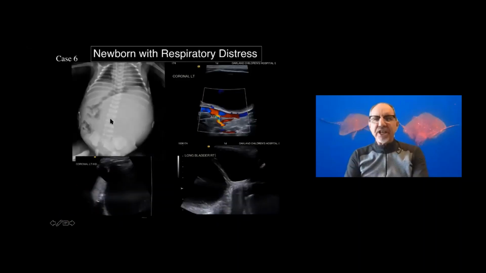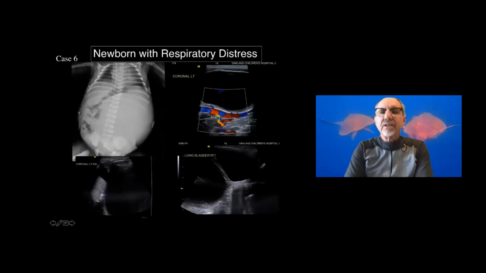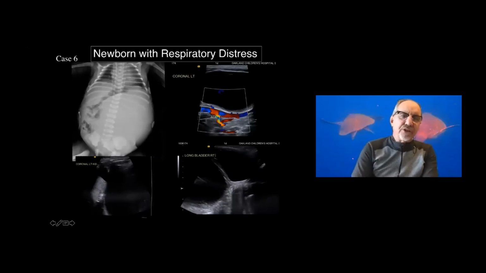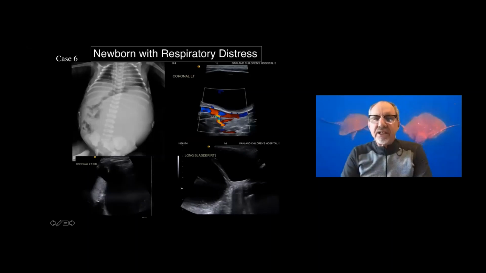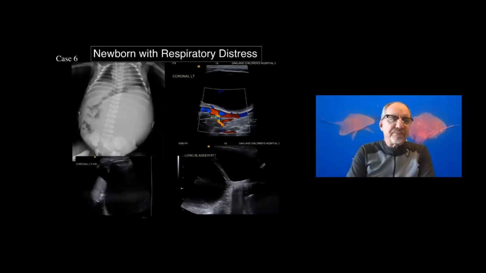All right, case number 6. This is a newborn with severe respiratory distress. And as you can see, you've got a KUB, which doesn't show a lot of bowel, and you've got an ultrasound, and I think the top left is the one that is most revealing, and we need a diagnosis here. And also, is this a pediatric urologic emergency?